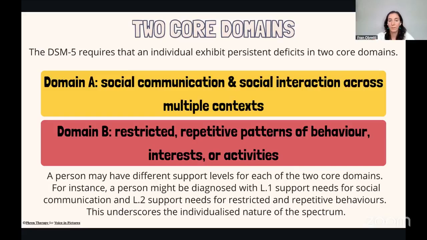Now, a person might have different support levels for each of the two core domains, which means that, for instance, a child diagnosed with autism might display level 1 in terms of their social and communication needs, but it might be a level 2 in terms of their behavior. This is because autism is a spectrum. You can have the same diagnosis, but of course, the needs and the level of support will more likely be different in many cases.